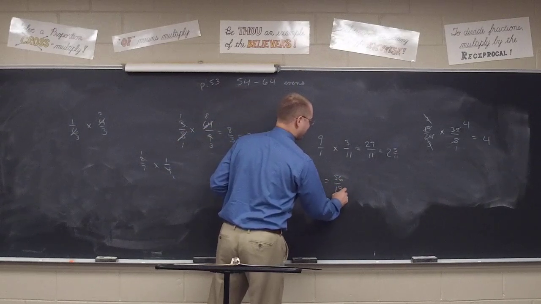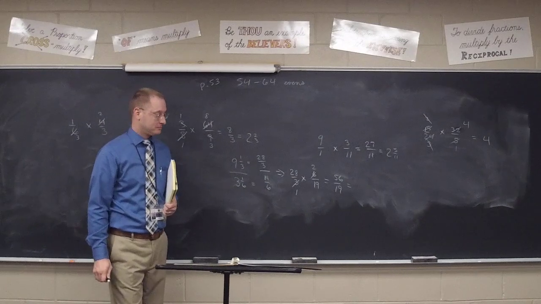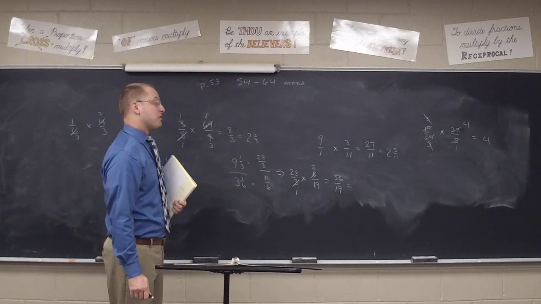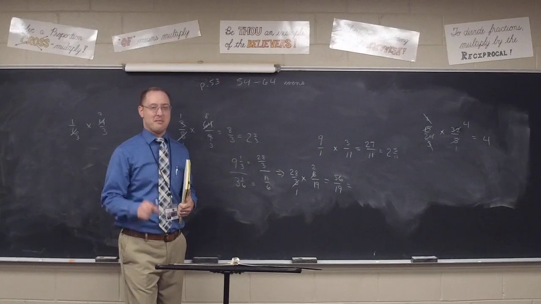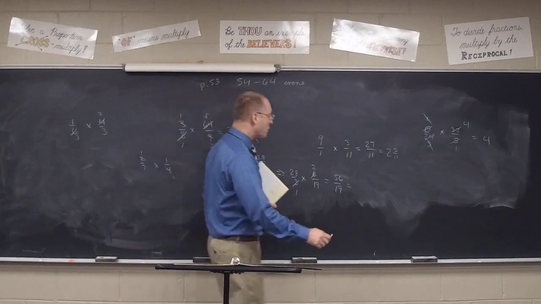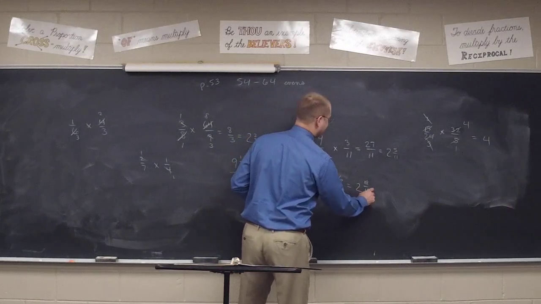56 19ths. That's just awful. How many 19s fit into 56? 2. 3. Almost 3. What's 3 times 19? 57. Missed it by that much, so I'm stuck with 2 of them. How many leftovers? 18. So 2 and 18, 19 is our answer.